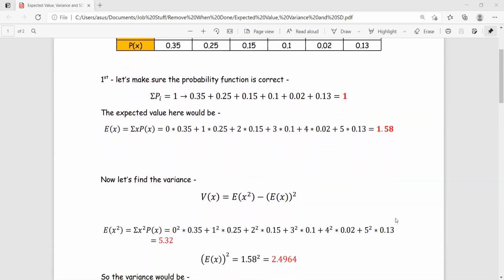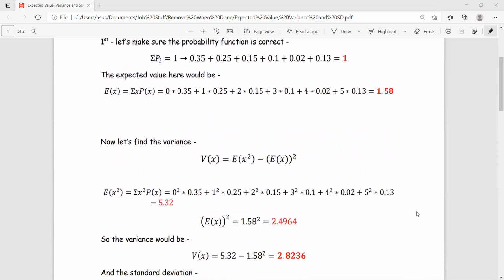Now we need to find the variance. The variance has many expressions. We're going to use this one. This expression consists of the second moment, which is this expression, and the expected value to the power of 2. So as for the second moment, we need to have the sum of x squared times P of x. So this is exactly what we have here.